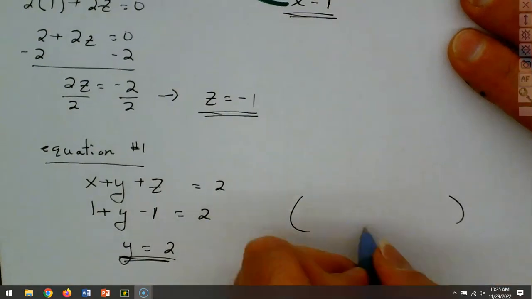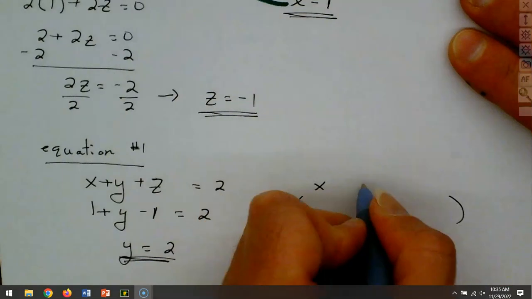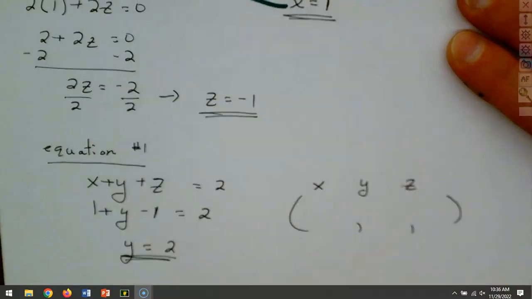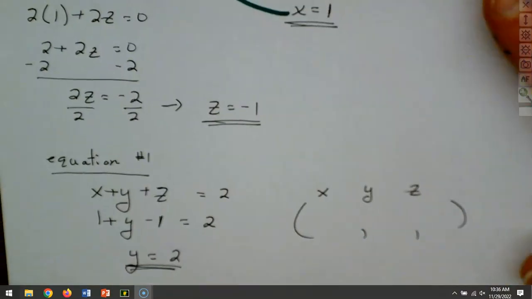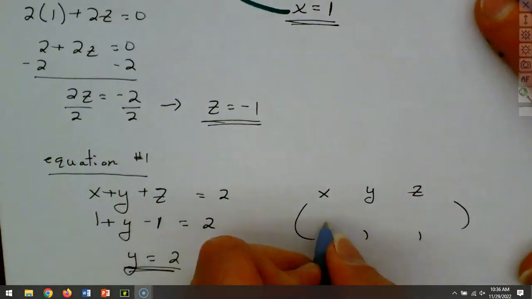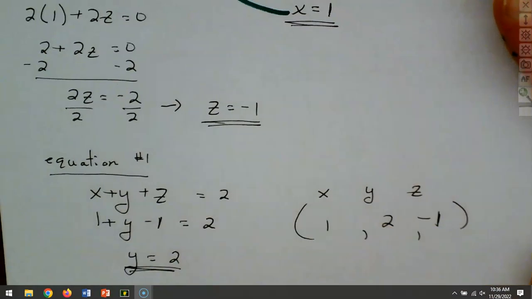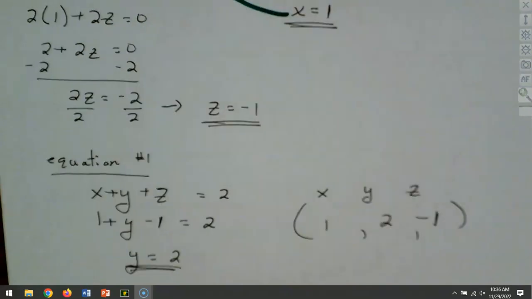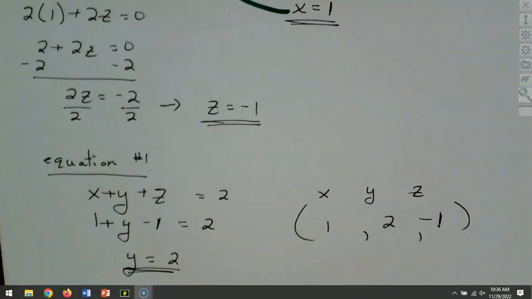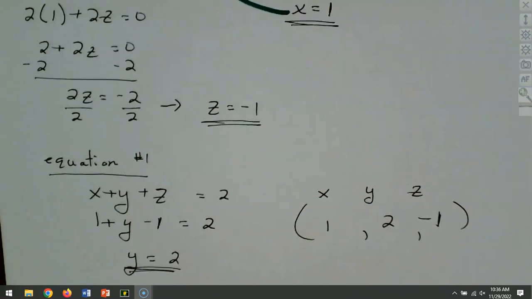And so what's my answer? As an ordered triplet. And ordered triplets go x, y, and z. So as an ordered triplet, it looks like it would be 1, 2, and negative 1. So that's how we solve question 47. They take a little bit of time to go through, and a little bit of time to solve.